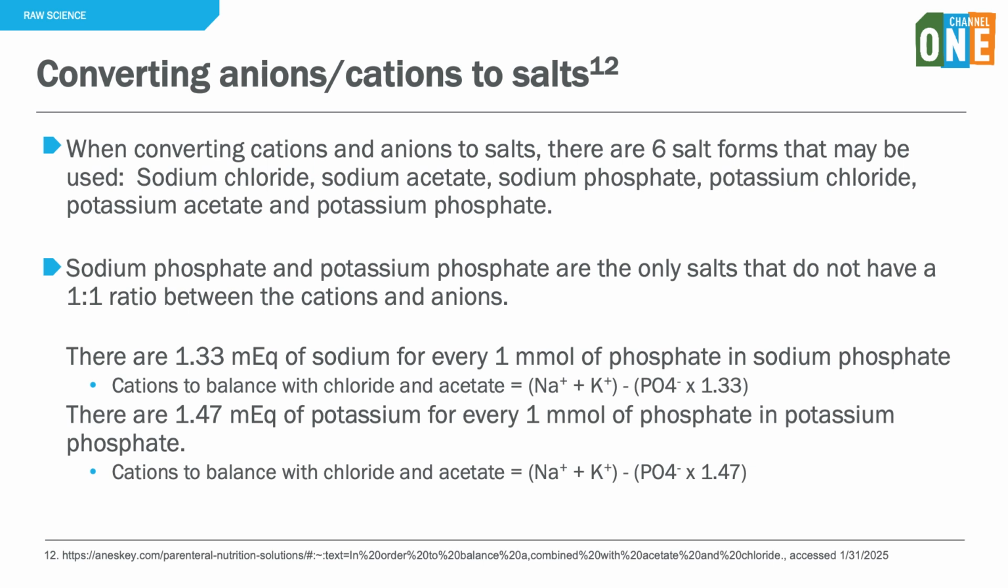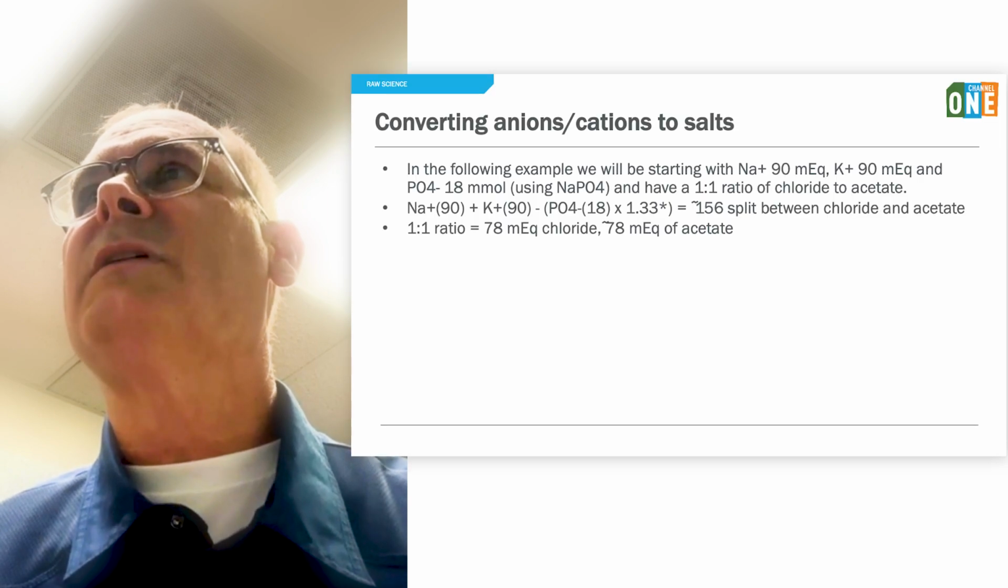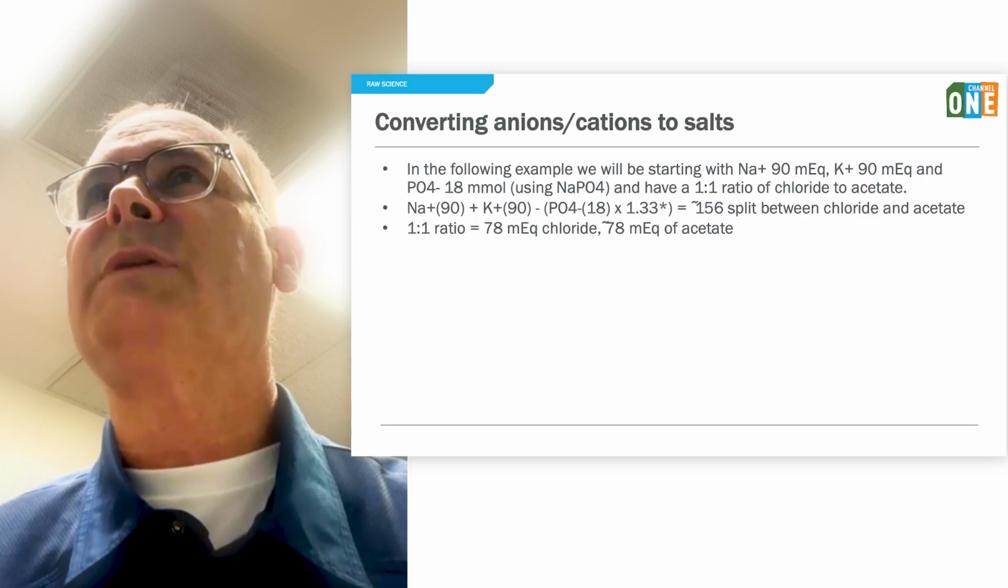There are approximately 1.33 milliequivalents of sodium for every 1 millimole of phosphate in sodium phosphate. So the cations that need to be balanced with chloride and acetate are equal to the sodium plus the potassium minus the phosphate times 1.33. There are approximately 1.4 milliequivalents of potassium for every 1 millimole of phosphate in potassium phosphate, and the equation is cations to balance equals the sodium plus the potassium minus the phosphate times 1.47.